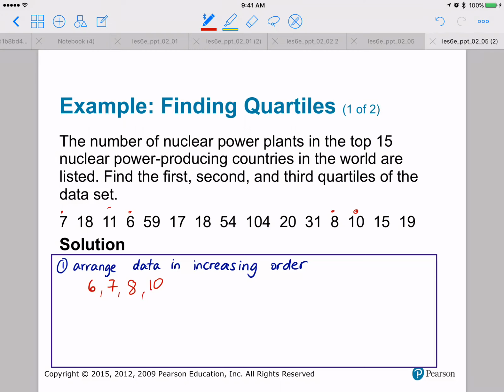Okay, I've got an 11. Next one appears to be a 15. Then an 18. No, 17. 17, then 18, then 19. Then 20. Oh, no, I've got two 18s. So let me change this to an 18. 19, 20.